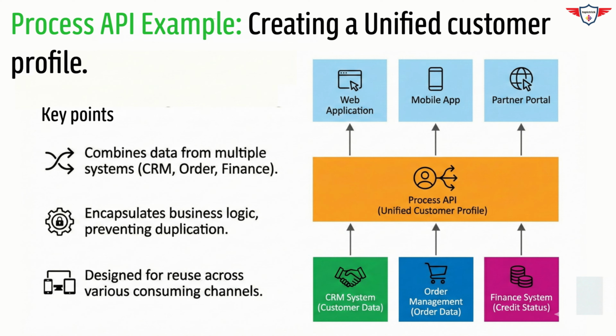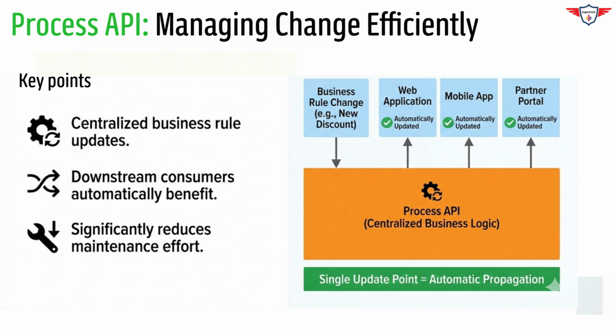Process APIs are designed for reuse across multiple channels. They encapsulate business logic once instead of duplicating it in every consuming application. Process APIs also play a critical role in managing change. When a business rule changes, it can be updated in a single place. Downstream consumers automatically benefit from the update without requiring individual changes. This significantly reduces maintenance effort in large organizations.